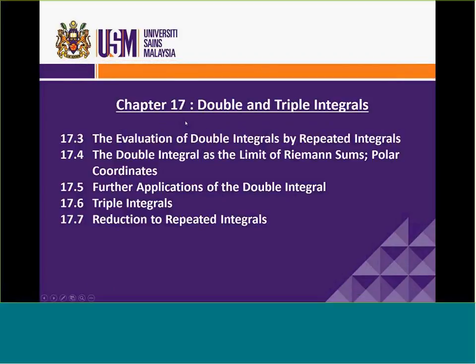So we have covered the double and triple integrals, chapter 17, sections 17.1 and 17.2. Today we will continue with the rest of chapter 17, and then, if possible, go until the triple integrals. But before we proceed to 17.3, I would like to recall 17.1 and 17.2, where we evaluate the double integrals where the region R is a rectangle.